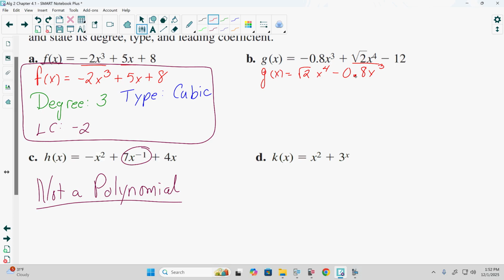The next term would be our x squared term, but there's not an x squared term, so we don't list it. Our term after that would be our x to the first, or just x. We don't have it, which tells us our next term is our constant term, so minus 12. So in standard form, it should be the square root of 2 times x to the fourth minus 0.8x cubed minus 12.